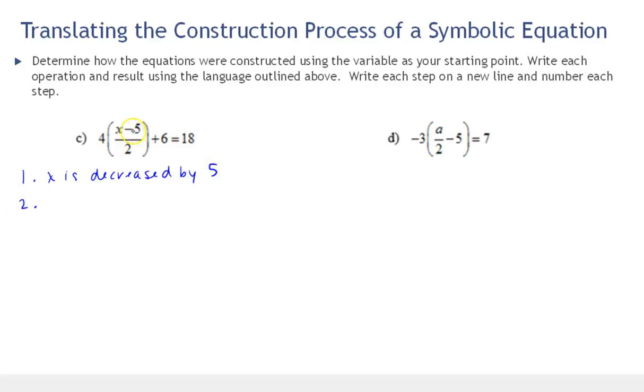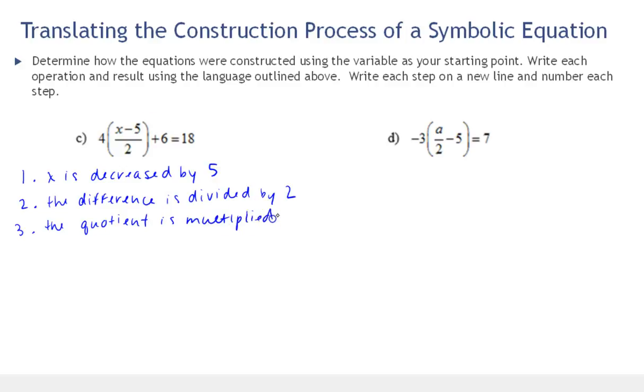Now we take this result, this difference, and it's divided by 2. So we'll say the difference is divided by 2. Now we call the result of dividing a quotient. So now we're going to take this quotient and multiply by 4. The quotient is multiplied by 4.